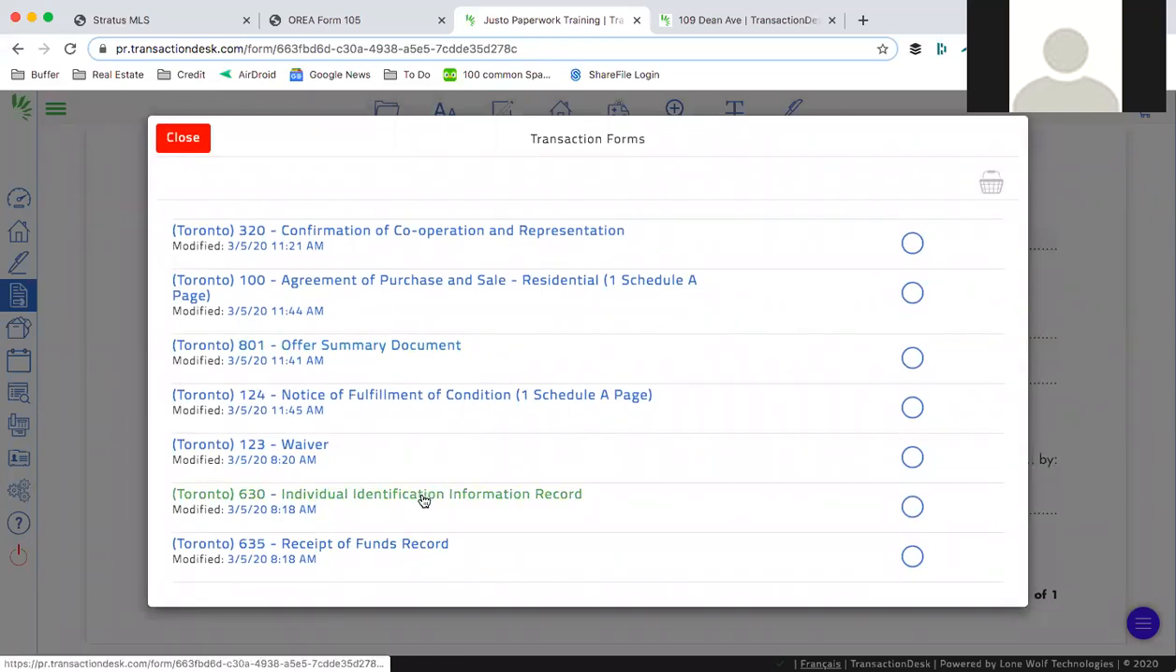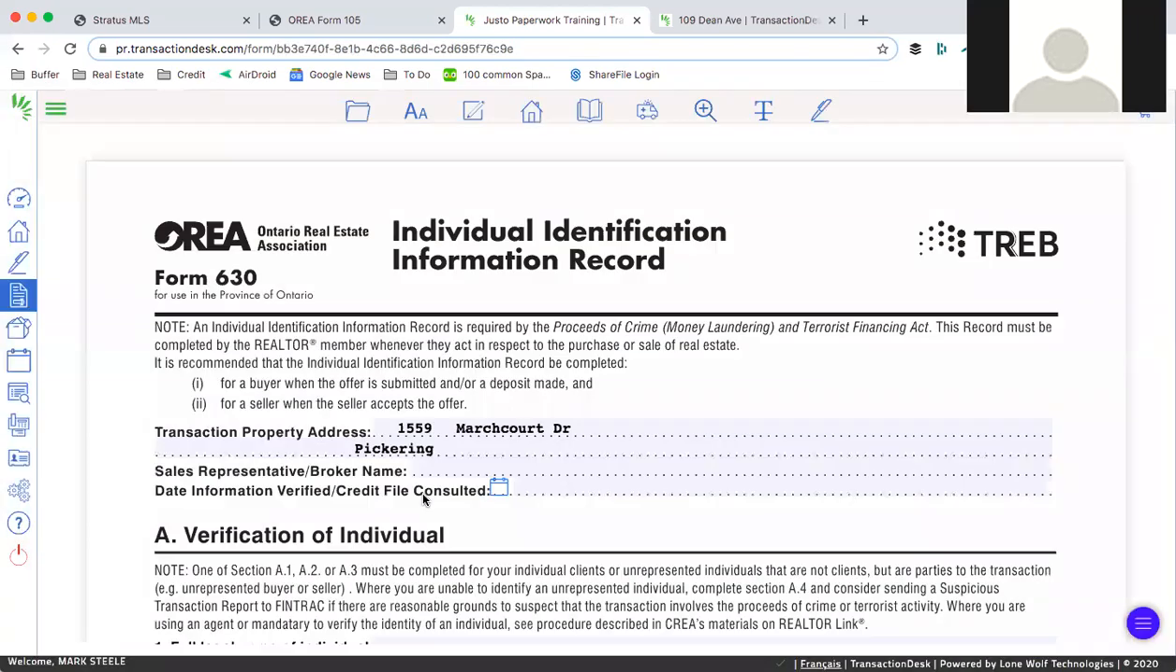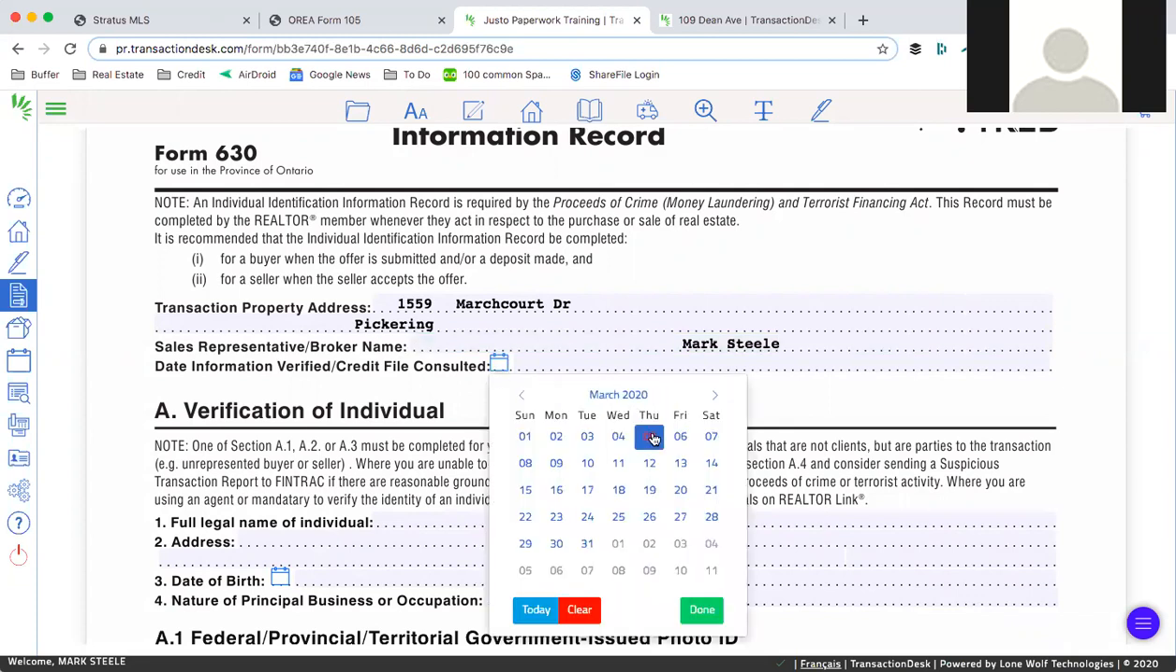Okay, so two more documents here. Next, we're going to have the individual identification information record. This is that FinTrack form that we might hear about often. Essentially, this just verifies your clients. So we know who they are, where the money is coming from, and we can relatively ensure that the money isn't fraudulent, okay? This is a very straightforward form as well. You're going to put the transaction property address, same thing we've put 100 times at this point. You're going to put your name here in the sales rep line and the date that the verification was done, today's date.